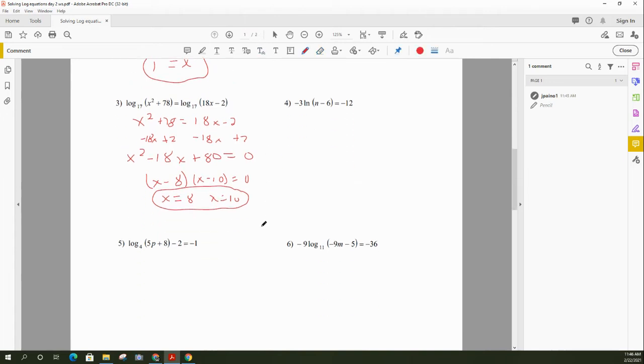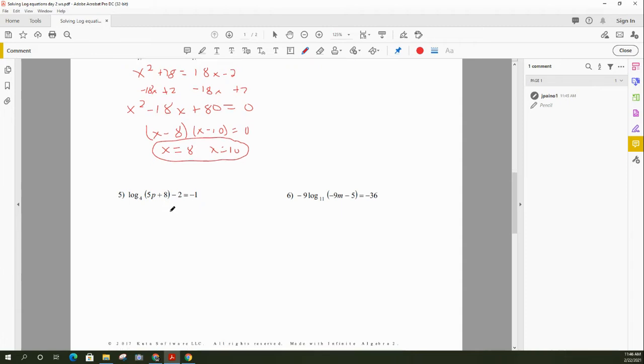All right, number 5, I'm going to add 2. Again, I'm trying to get the log by itself here to solve for p, so I have to isolate the log first. So I add 2 to both sides and get log base 4 of 5p plus 8 equals 1. Now I can rewrite this as an exponential: 4 to the first equals 5p plus 8. Obviously, 4 to the first is just 4.